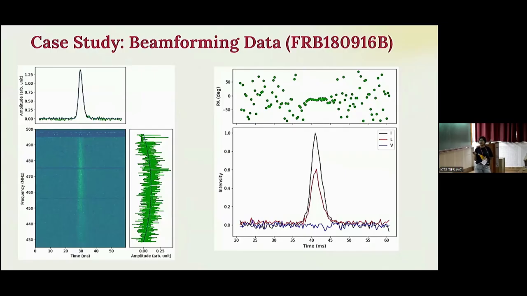So we extracted parameters from here: from the time intensity plot, we extracted intrinsic width and scattering time scale, and from the intensity frequency plot, we get peak frequency and emission bandwidth. And this is for the polarization, the same data. This is just the Stokes I, and this is showing Stokes I and the other Stokes parameters, L and V. L is linear polarization, V is circular, and the top panel is showing the PA.